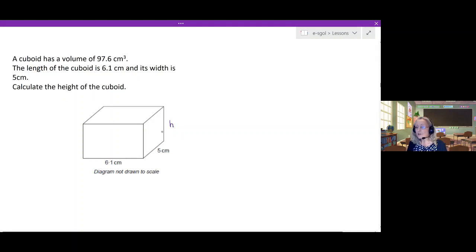And I know that if I multiply these three things together, 6.1 multiplied by 5 multiplied by that H, that will give me the volume. And I've been told that that is 97.6. Now, in order to find out what this H is, I'm going to start by multiplying my 6.1 by 5. And if you multiply that, you get 30.5 multiplied by H is equal to this 97.6.